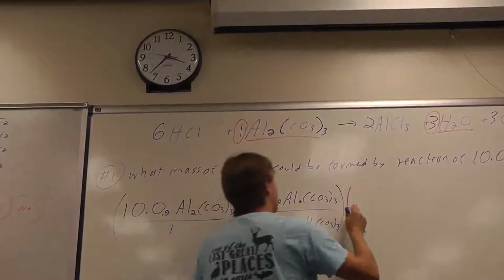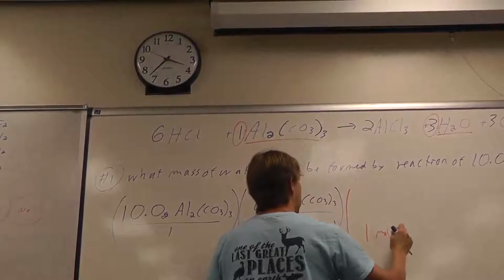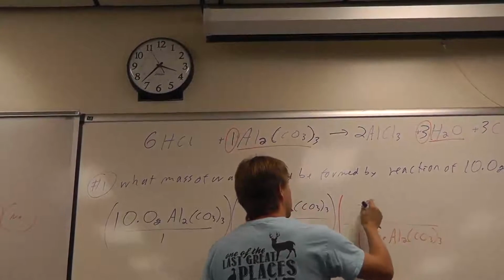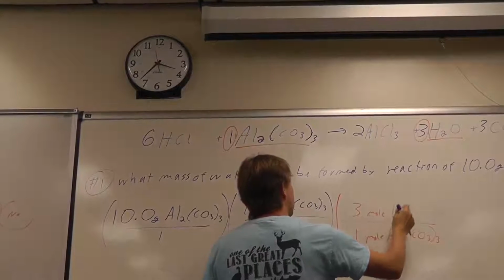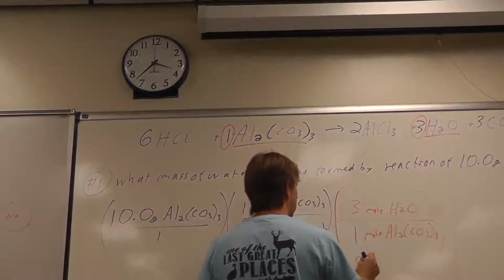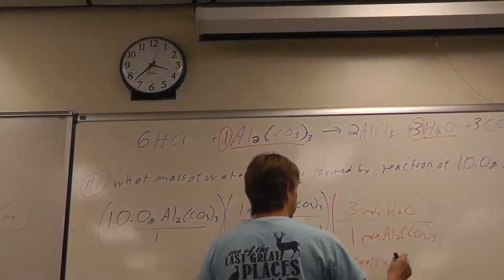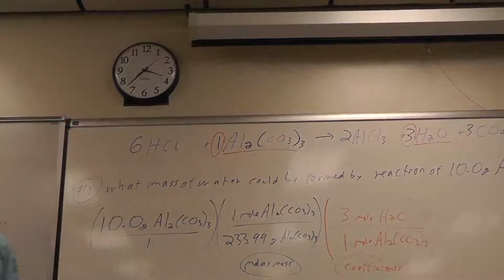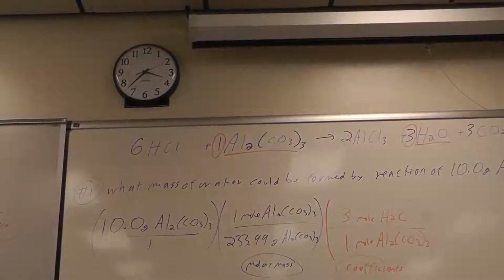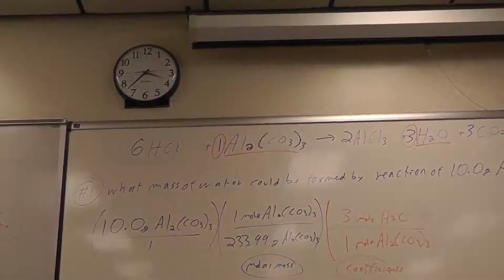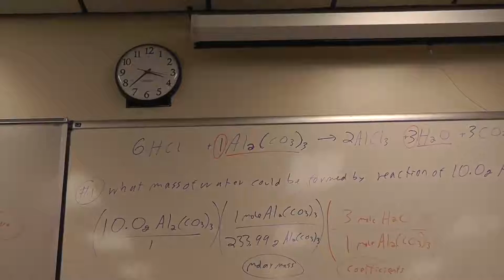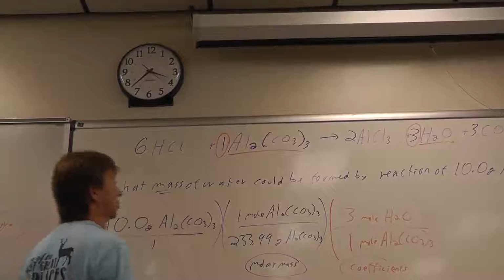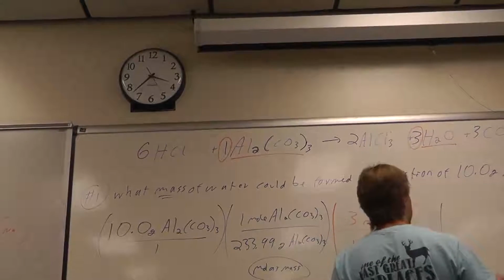And here's the new part. 1 mole of aluminum carbonate, 3 moles water. This is your coefficients from the reaction. For every 1 aluminum carbonate that gets consumed, 3 waters get made. And then since we want our answer in mass, then we need to go to the molar mass of water.